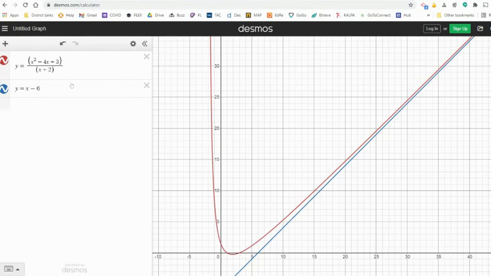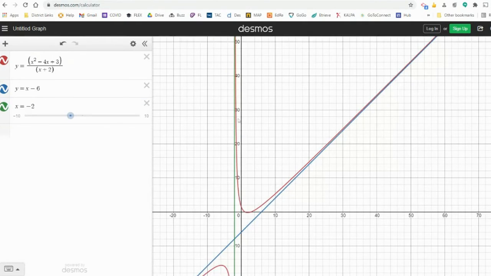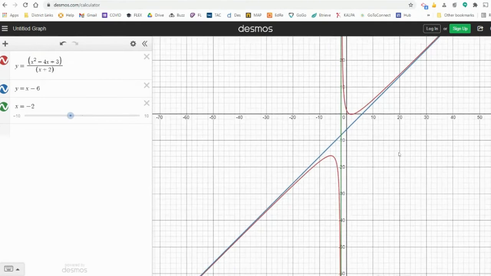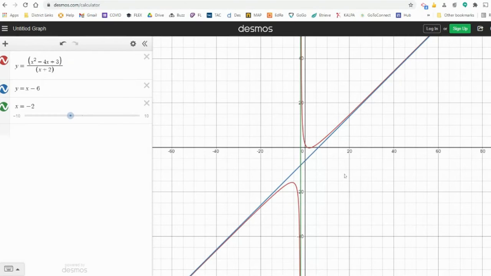We also know that the zeros of the denominator give a vertical asymptote. So x equals -2. So we have a vertical asymptote, and notice two sections of that graph, one towards infinity and one towards negative infinity. But this is a vertical and a slant asymptote.